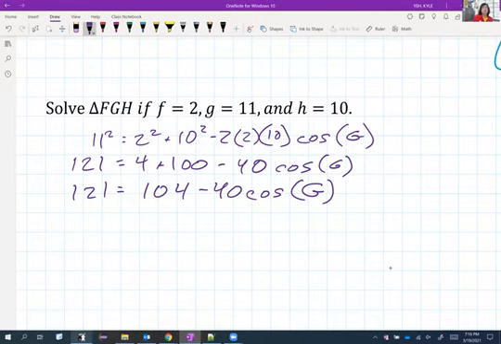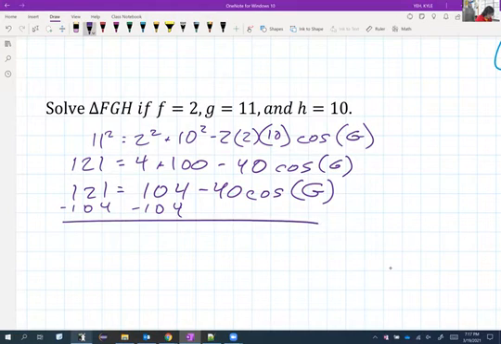And this is where the most mistakes happen with law of cosines. I alluded to it in the last problem. Can I combine these, 104 minus 40? The answer is no, because it's not really 40. It's 40 times something. And so we can't just steal the 40 off of that product. We can't combine those two, but what can we do?